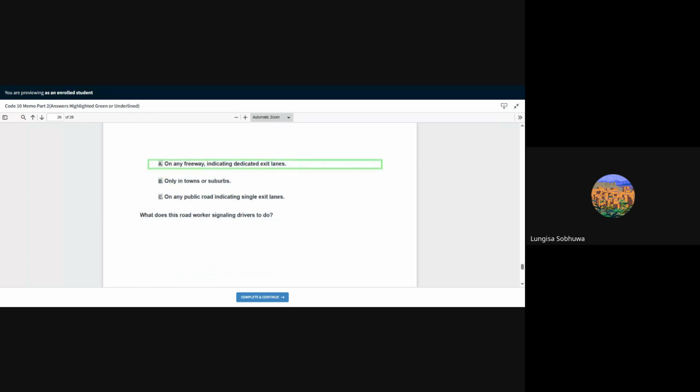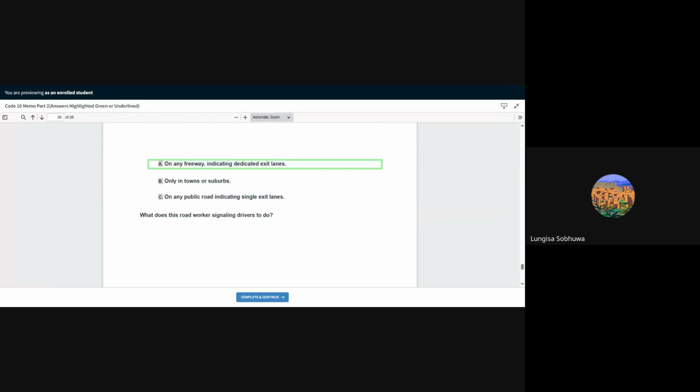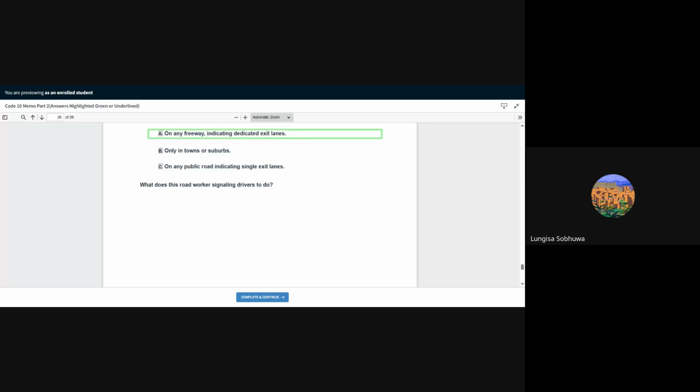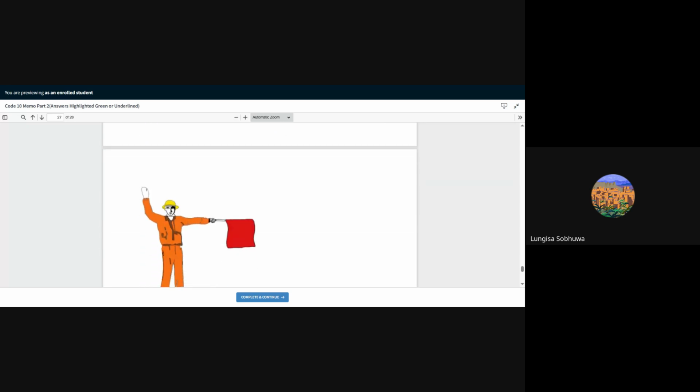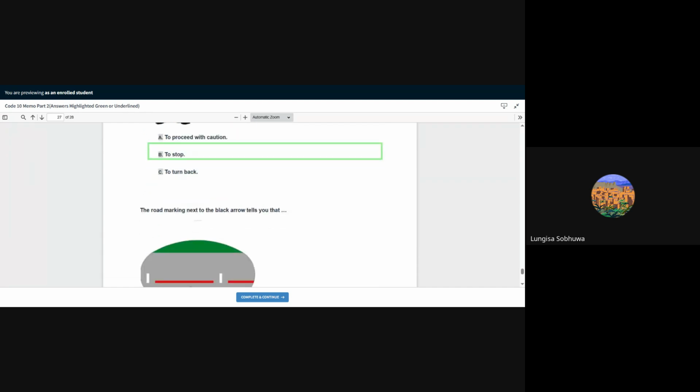And we're about to finish, guys. I hope you did take that screenshot. And last question, it's not the last question, but we're almost there. What does this road worker signal drivers to do? The answer is to stop, right?